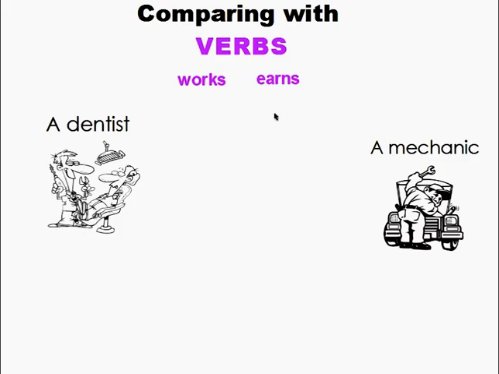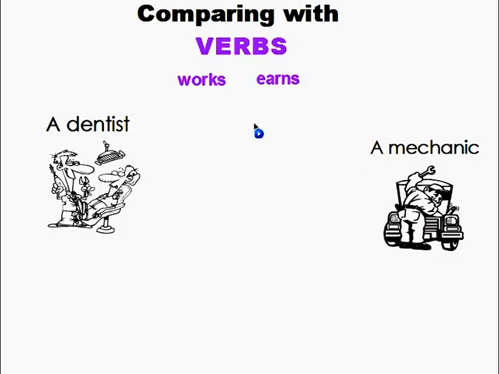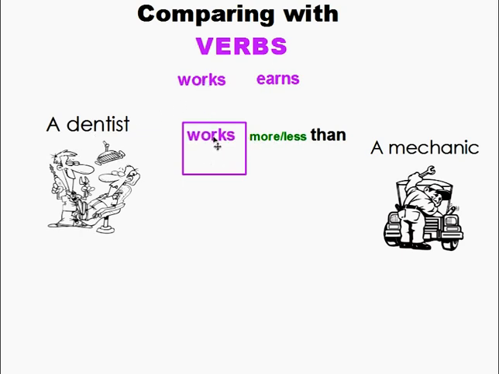Okay, the last way that we're going to compare is comparing with verbs, actions. So for example, works and earns. Remember, earns is the amount of money that the person makes, okay? So who does these things more? Who works more? Who earns more? Well, let's talk about it. So again, we can use more and less to talk about who does the verb more or who does the verb less. So for example, a dentist works more than a mechanic. Or maybe a dentist works less than a mechanic. Or a dentist earns more than a mechanic. Or a dentist earns less than a mechanic, okay?